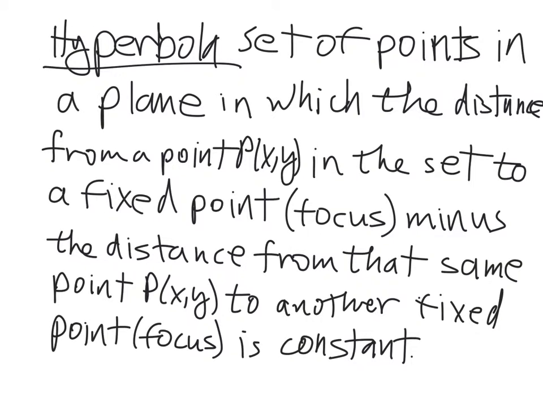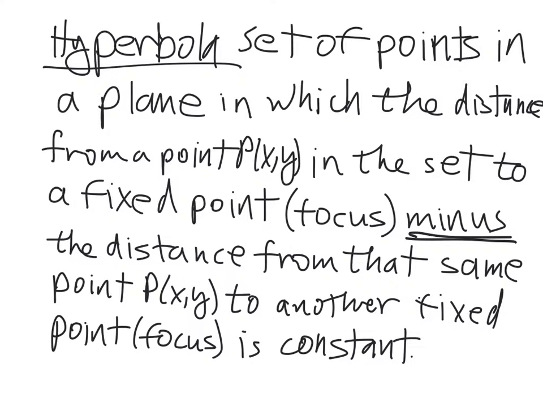All right, we are now ready to define the hyperbola, and it's going to look almost identical to the ellipse. There's one key part in here we'll see. The hyperbola is a set of points in a plane in which the distance from a point P, or point xy, in the set to a fixed point, a focus, minus, that's the one difference between the ellipse and the hyperbola, minus the distance from that same point P, xy, to another fixed point, again, another focus, is constant.